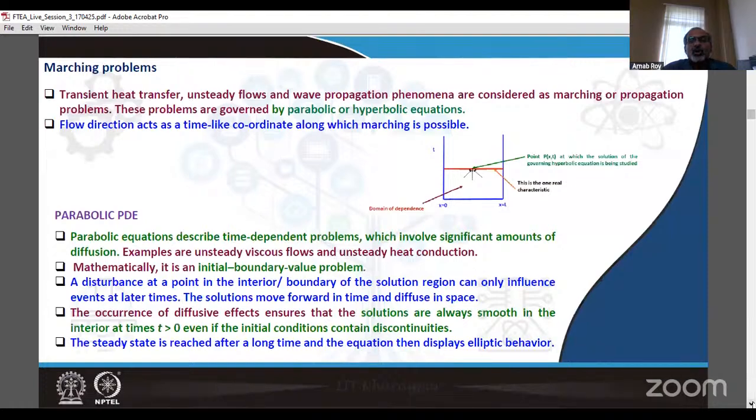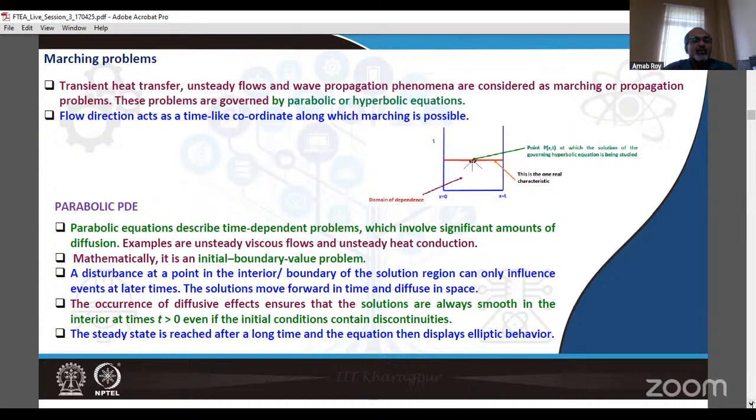And if you recall that this is actually a marching kind of a problem, it can apply to transient heat transfer and unsteady flows. Marching problems can also lead to wave propagation kind of problems, but those problems are dealt with using hyperbolic partial differential equations. The flow direction acts as a time-like coordinate along which marching is possible.